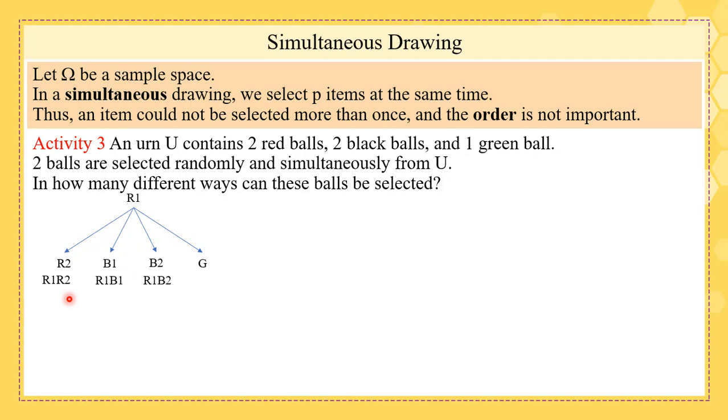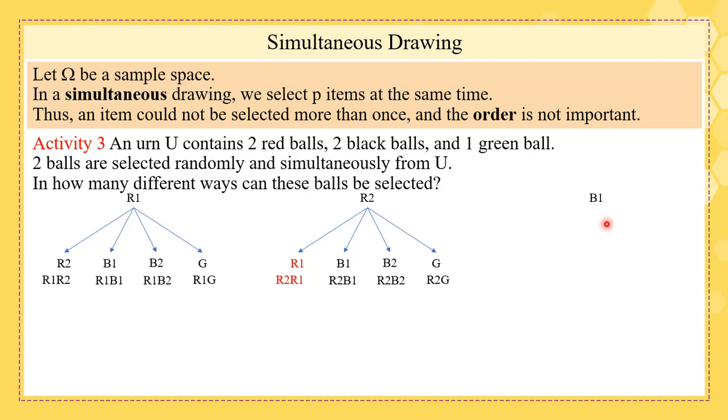So these are the different cases. Now, if the first ball is R2, the second ball cannot be R1 because R2, R1 and R1, R2 are the same here in a simultaneous drawing. That's why we're going to eliminate this case. If the first ball is R2, the second could be B1, could be B2, could be green.